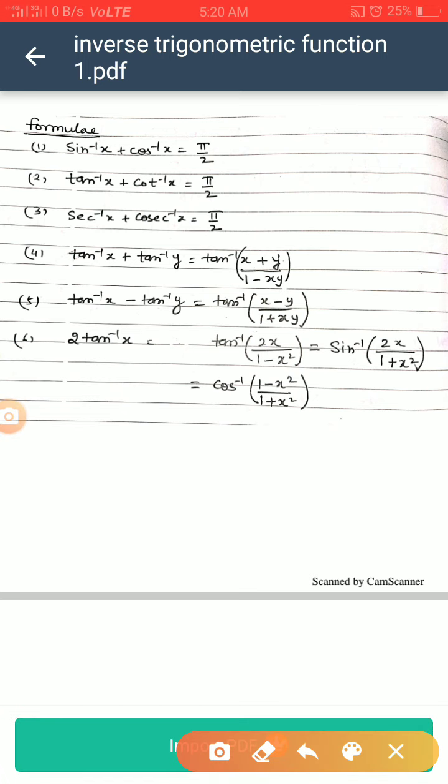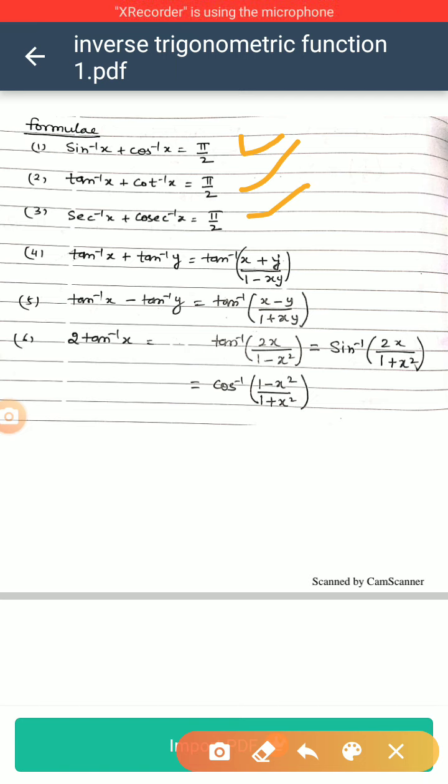Look here, same as these formulae, we have some inverse trigonometry formulas also. The first formula is sin inverse x plus cos inverse x equal to pi by 2. Tan inverse x plus cot inverse x is equal to pi by 2. Sec inverse x plus cosec inverse x is equal to pi by 2.